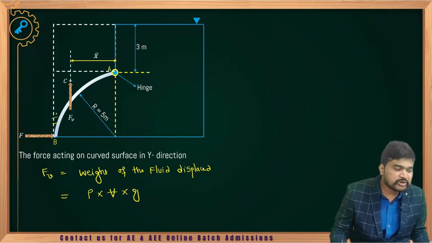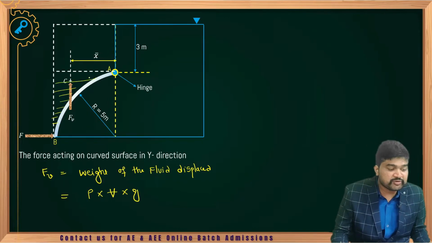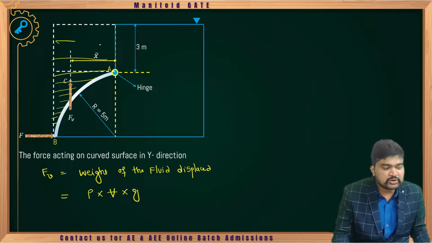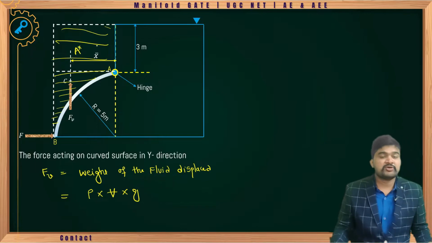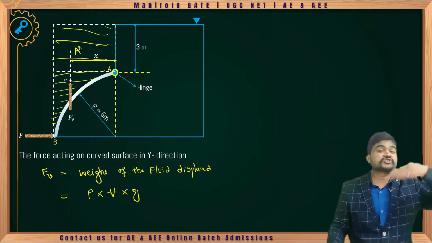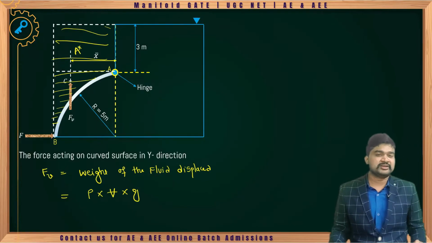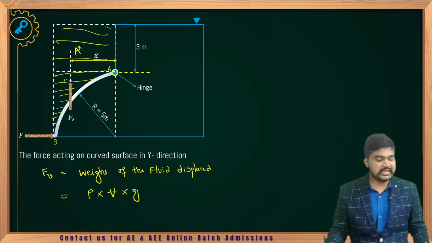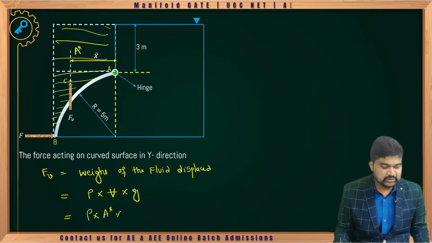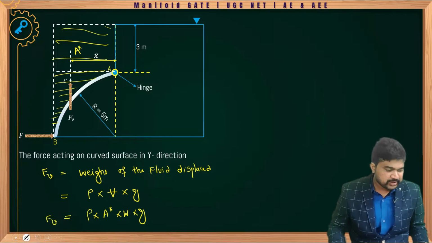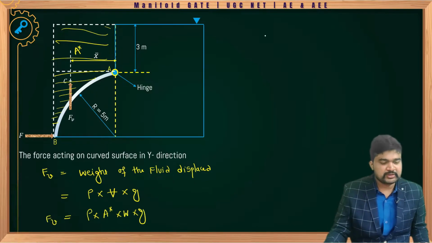That means we need to project the area from the curved surface to the free surface. So that is A star, from the curved surface to the free surface. Okay? So from that you will be getting the volume of the fluid displaced: density of the fluid into A star into width of the gate into g. That is Fv. Now tell me how to determine Fv.